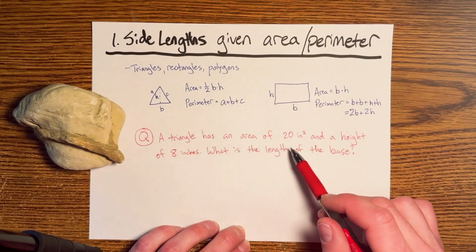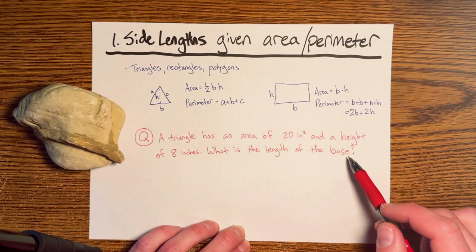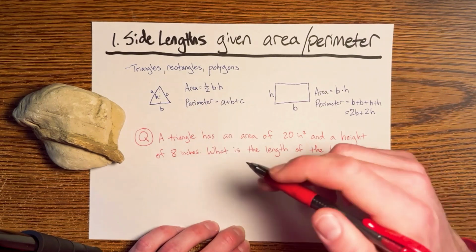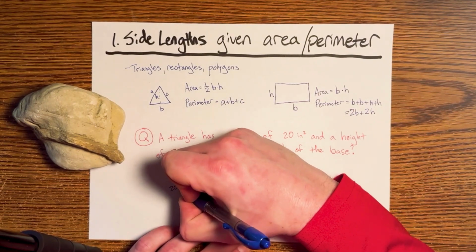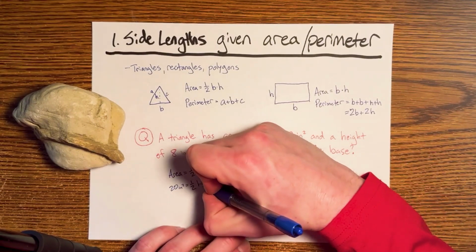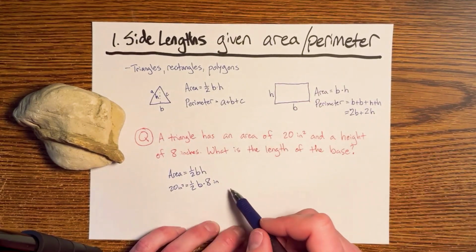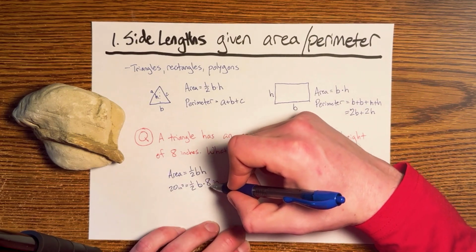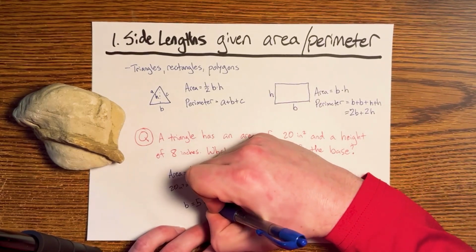An example question is this. A triangle has an area of 20 square inches and a height of 8 inches. What is the length of the base? So looking at our formulas, we can see that the area is equal to 1/2 base times the height. We will plug in the numbers. We know 20 square inches for the area. Pull down that 1/2. The base is what we are looking for, and the height is 8 inches. So then we'll just follow through all of our regular math. We'll multiply each side by 2 to get rid of this, and then divide by 8 to get rid of that, and end up with a base of 5 inches.